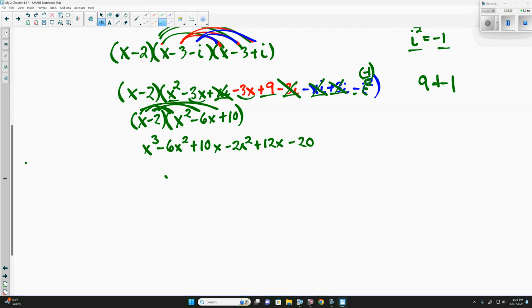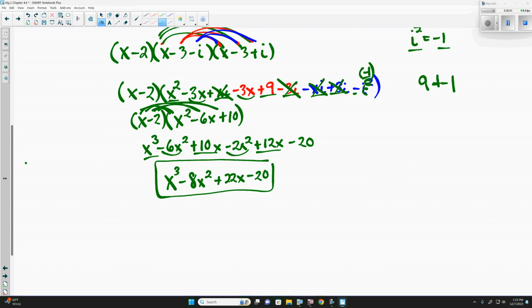And when we combine like terms, x cubed doesn't have any like terms, so it's just going to be x cubed. Negative 6x squared minus 2x squared is negative 8x squared. 10x plus 12x is plus 22x. And lastly, we have our negative 20. And that is our final answer. Questions?